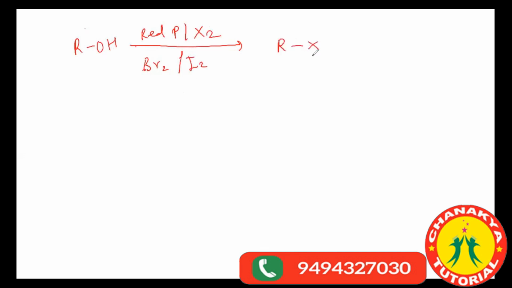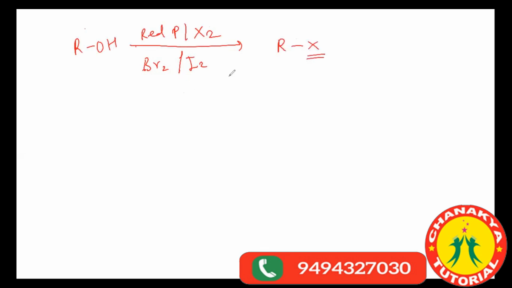Apart from all these things, there is one more reaction of alcohol, that is, the reaction of alcohol with red phosphorus in the presence of halogen. This halogen can be either bromine or iodine. Don't ever pronounce it wrongly, okay? Bromine and iodine. So you will get your alkyl halide, RX, where X can be either bromine or iodine.